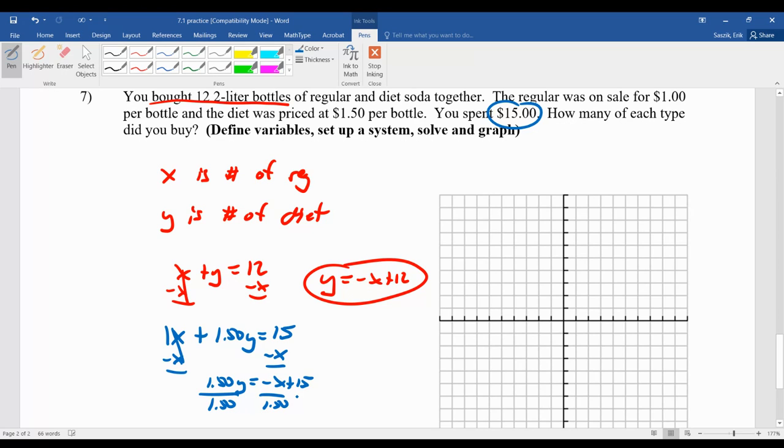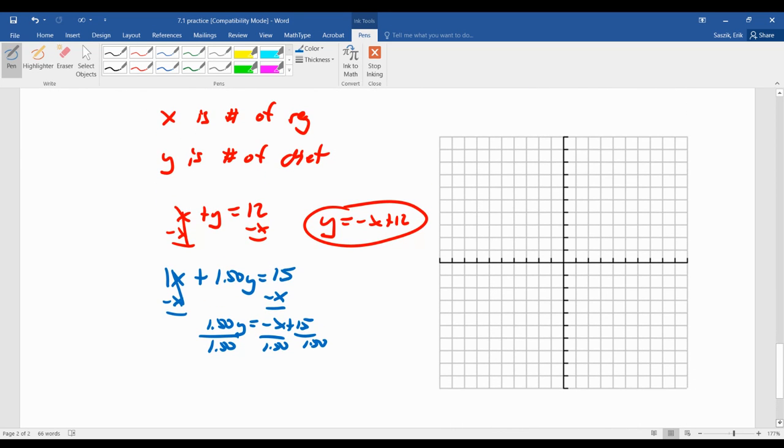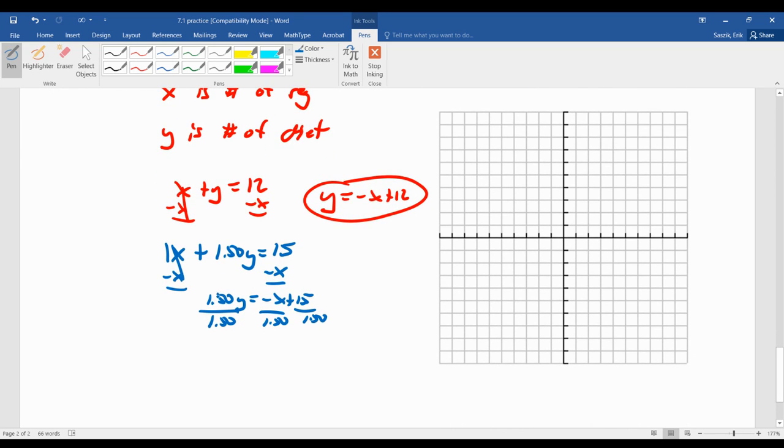Now, if you divide, this is a little bit weird. You might need your calculator to help you a little bit with this. So that's okay. You're going to get y equals this 1 over 1.50, that's negative 2/3. And again, if you use your calculator to help, that's fine. And 15 over 1.50, that's going to be 6. No, I'm sorry, 10. What am I thinking here?